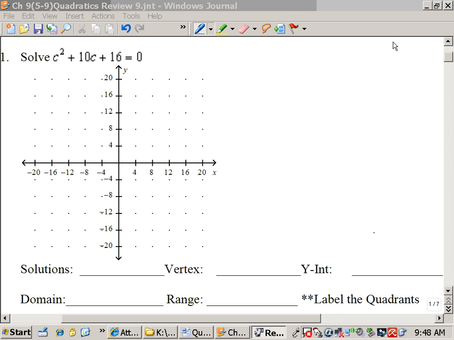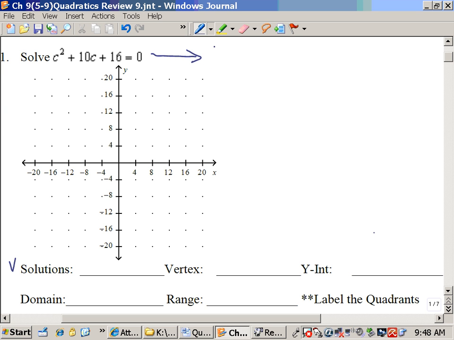Hi. Okay, this is number 1 from your review. The first thing it asked me to do is find my solution. To find the solution, I have to take this and either factor, quadratic formula, what else? Complete the square? Square root. So I'm going to take this, and over here, I'm going to find my solutions.